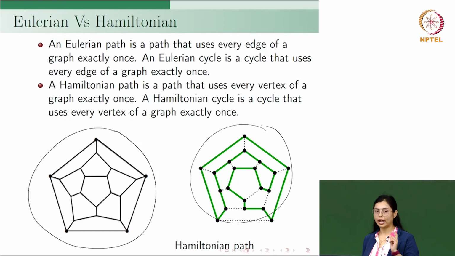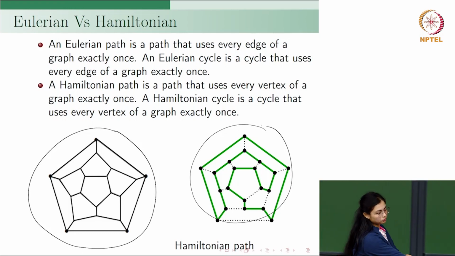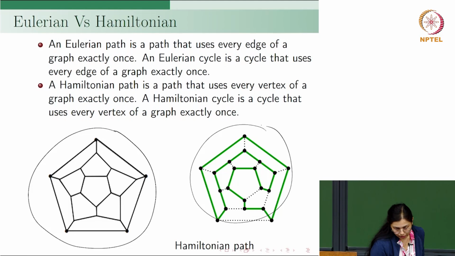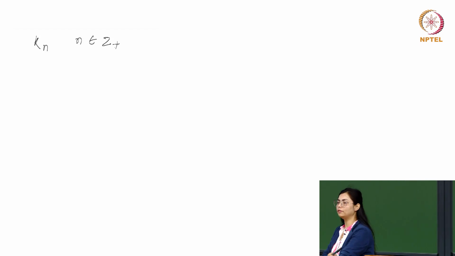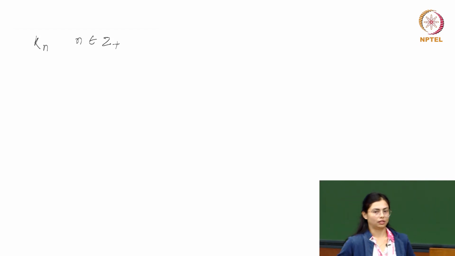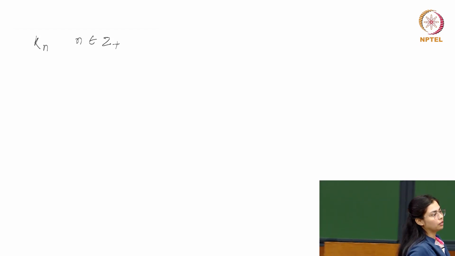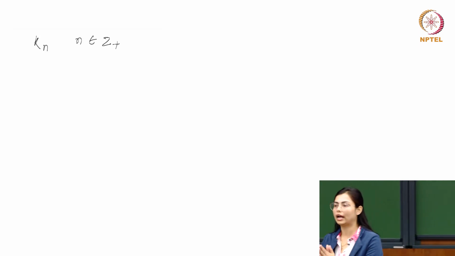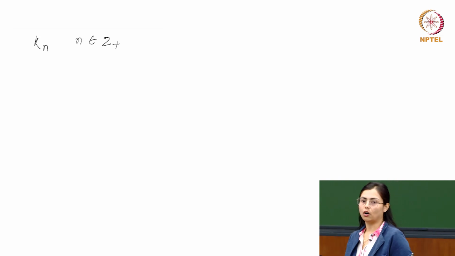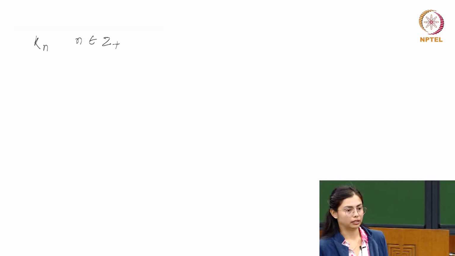Okay, so now I have one question for you. In a complete graph, say Kn, where n is a positive integer, it's a complete graph with n nodes. Can you find the necessary and sufficient condition for it to have an Eulerian or a Hamiltonian path?